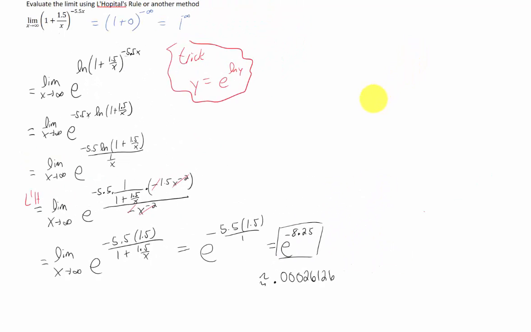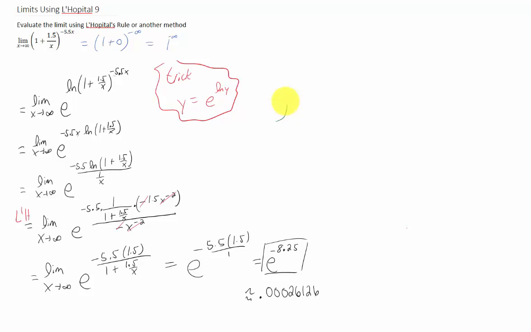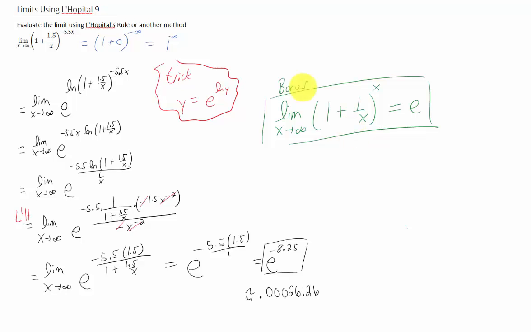Now, I'm not going to do a full bonus problem here, but you might ask yourself, what is this limit? Get rid of the 1.5, get rid of the negative 5.5, kind of walk yourself through this process, and you'll see that you'll get that this limit is just e. And that's a limit that turns out to be at least somewhat useful in your future, so that's a good thing to hold on to. Okay, I think that does it for this one.